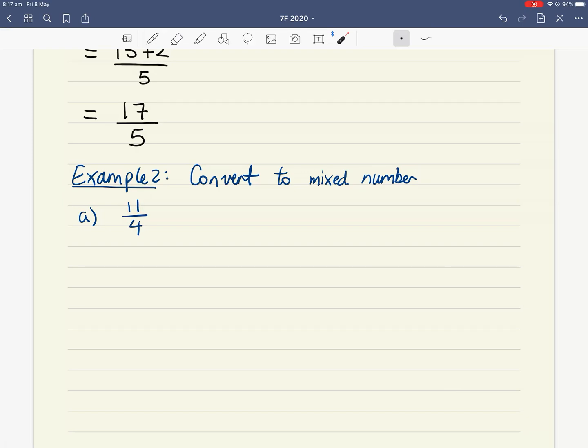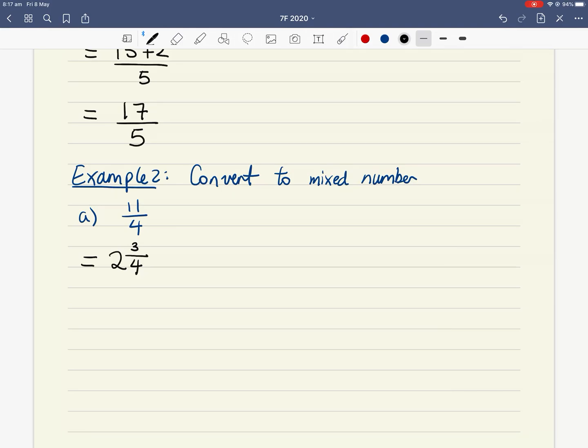Well, 4 goes into 11 2 times, because 4 times 2 is 8. And how many is remaining once you divide 4 into 11? So you would say that 11 over 4, because remember, fractions are the same as division, so 4 going into 11 gives you 2 wholes, because 4 times 2 is 8. And how many slices do you have remaining? Well, 11 take away 8 gives you 3 slices.